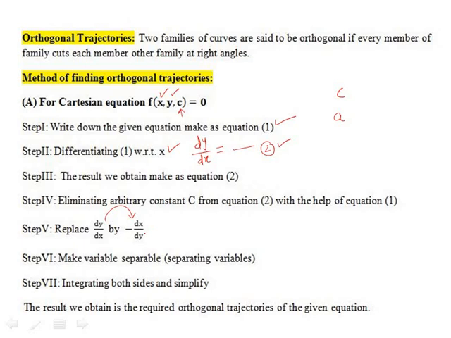After that we will separate the variables and take the integration of both sides to get the final orthogonal trajectories of the given curve. So this is the method we follow to find the orthogonal trajectories of a Cartesian equation which includes two variables x and y along with an arbitrary constant c or a. Let us proceed with one example based on this.